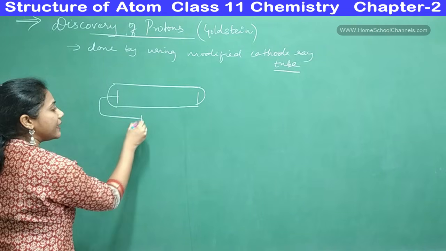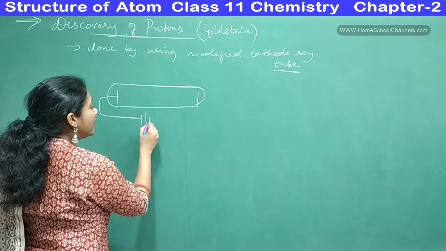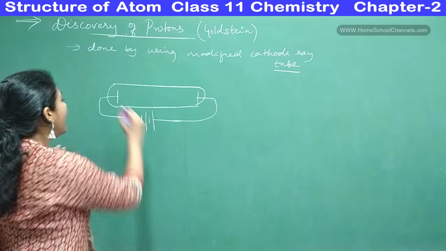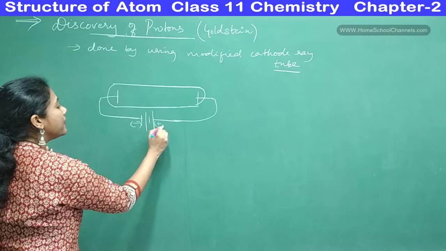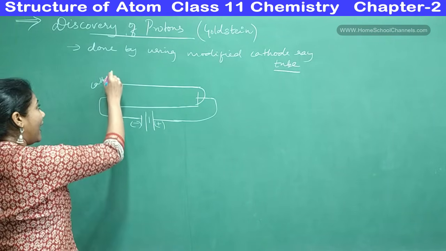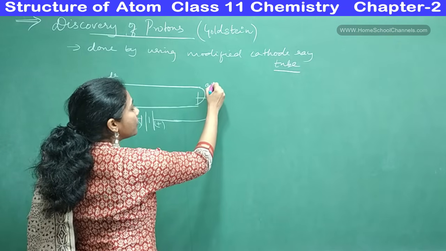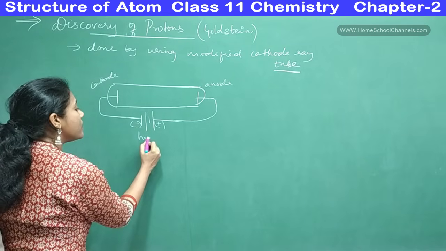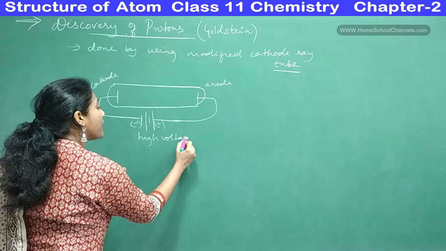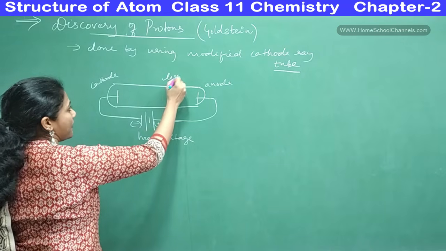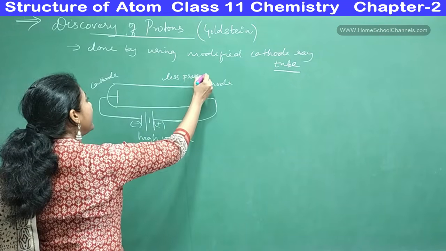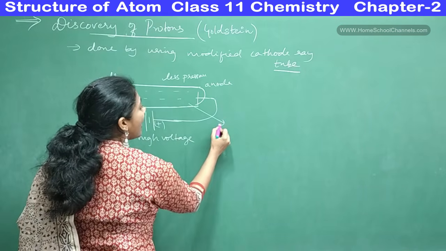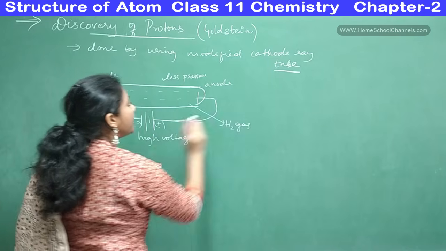One electrode is connected to the negative terminal of a battery and the other electrode is connected to the positive terminal of the battery. The one connected to the negative terminal is called the cathode, and the one connected to the positive terminal is called the anode. We all know this. The voltage supplied was very high and the pressure maintained was low. But the thing is, they took hydrogen gas inside the tube.